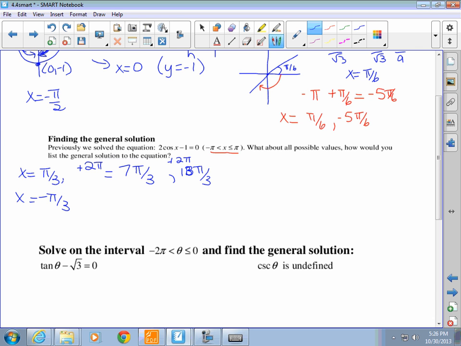Okay, what if I went, still going in a positive rotation, if I added 2 pi onto this one, I would have negative pi over 3 plus 6 pi over 3, so that's 5 pi over 3. If I added another 2 pi onto that, that's going to be another 6 pi onto there, so that's going to be 11 pi over 3.